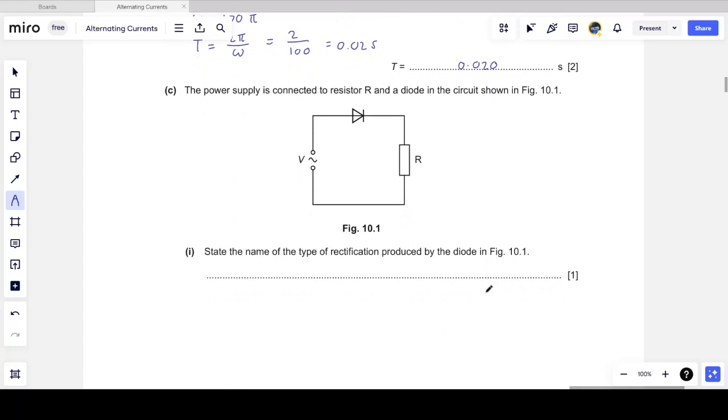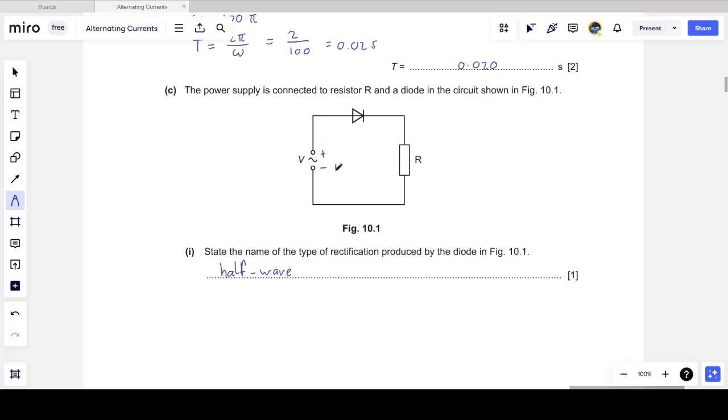We're then told that the power supply is connected to resistor R and a diode in the circuit shown. We have a single diode, and they ask us to state the name of the type of rectification produced by the diode. Now remember, when we have a single diode, we lose every half cycle because the current is allowed to flow through the diode in the case where the upper terminal is positive and the bottom terminal is negative.